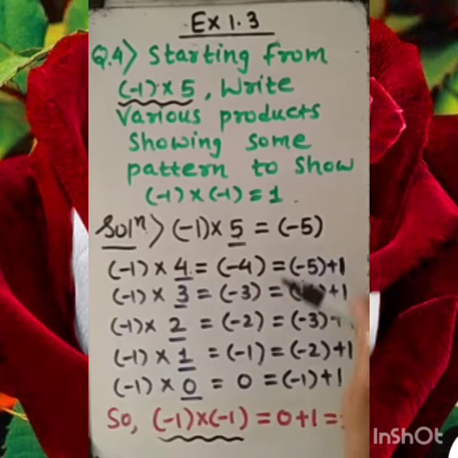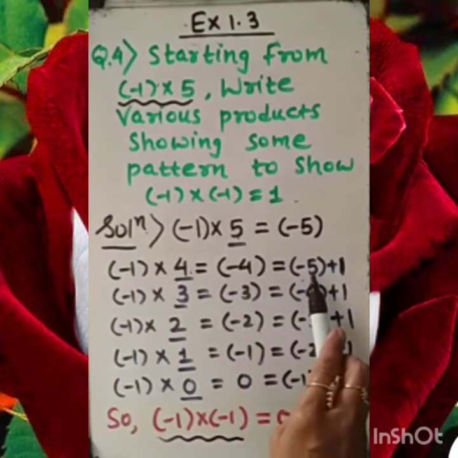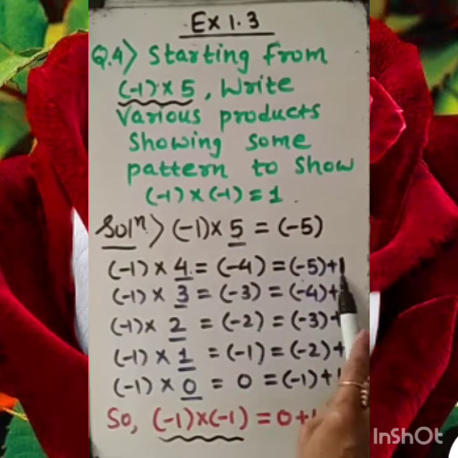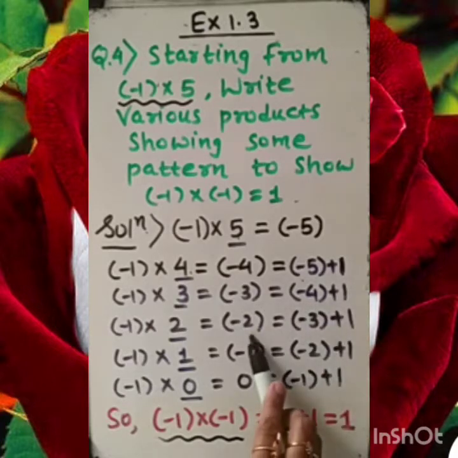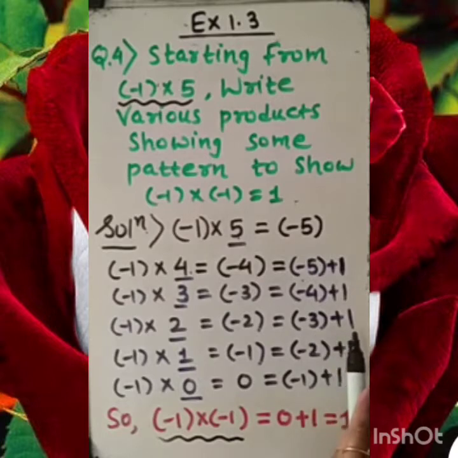These numbers are showing the pattern, because -4 can be written as -5 plus 1, -3 can be written as -4 plus 1, -2 can be written as -3 plus 1, -1 can be written as -2 plus 1, and 0 can be written as -1 plus 1. -1 plus 1, its result is 0. Now, as we have seen, immediately after 0, the next integer is -1.